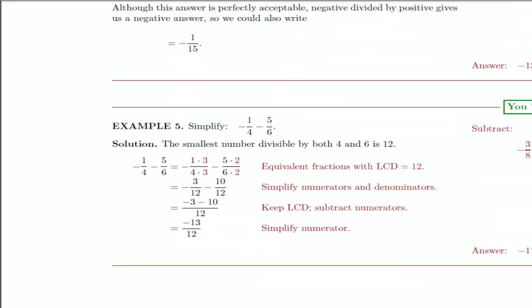Example 5. Simplify negative 1 over 4 minus 5 over 6. Solution. The smallest number divisible by 4 and 6 is 12, so the LCD is 12. So we'll multiply the first fraction by 3 since the denominator is 4, and the second fraction by 2 since the denominator is 6, so that we'll get equivalent fractions with the denominator of 12. The first fraction becomes negative 3 over 12, and the second fraction becomes 10 over 12. Now that we have fractions with common denominators, we can subtract the numerators. Negative 3 minus 10 is negative 13, so our result is negative 13 over 12.